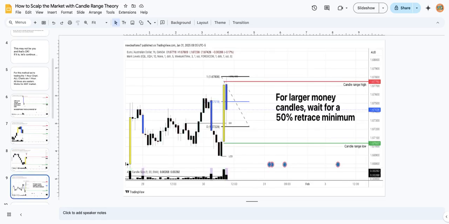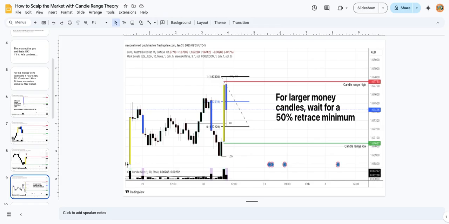Next, a key point I wanted to bring out here. We have our yellow ATR candle shooting up. Great, love to see that. But notice here, the money candle is a bigger size. For larger money candles, we can use a fib, and ideally we want to wait for a 50% retracement. I call it a half off sale.